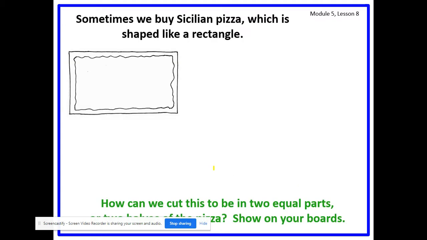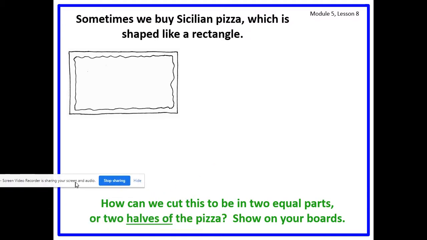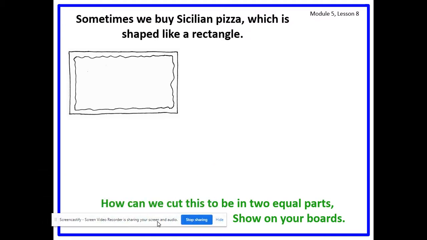Now, sometimes we buy Sicilian pizza. Have you tasted it? Super good. And it's shaped like a rectangle, just like this. How can we cut this pizza in two equal parts, or two halves of the pizza each? Go ahead and draw a rectangle on your whiteboard or paper and press play when you've already cut the rectangle pizza, the Sicilian pizza, in two equal parts.